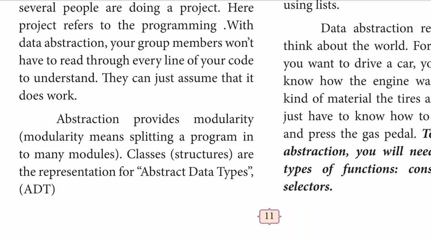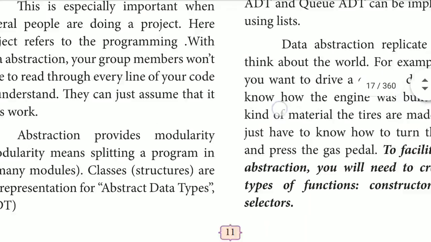Abstraction provides more modularity. Modularity means splitting a program into many modules. Classes are represented as abstract data types, ADT. ADT means abstract data type. So abstraction provides modularity, which means that a big program is split into many modules. So that's abstraction.